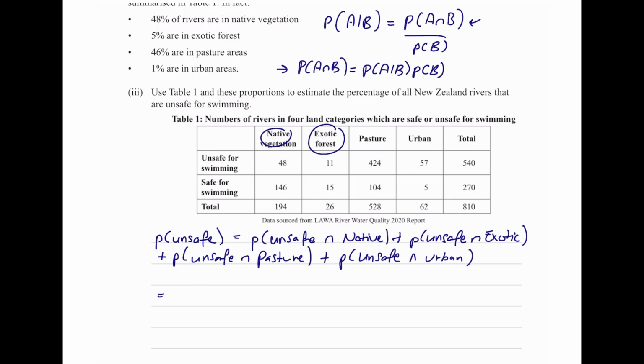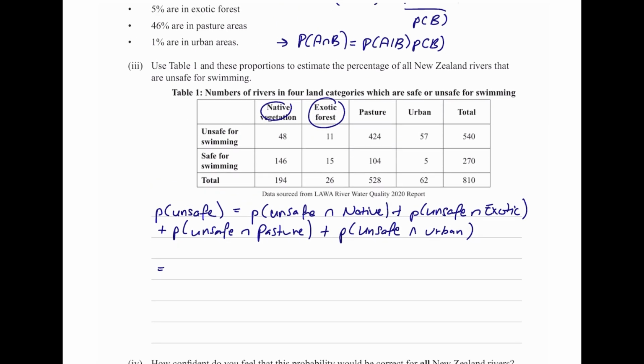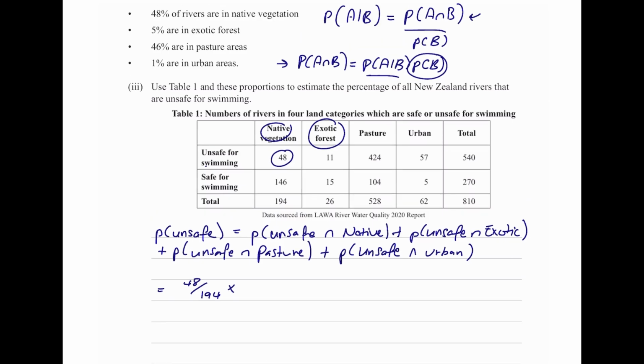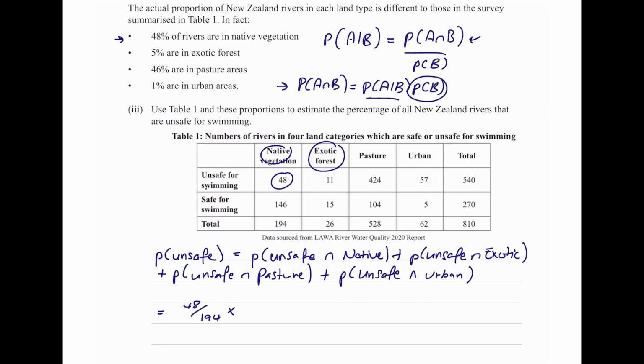So first of all, we want the probability that it's unsafe and native. So the probability that it's unsafe and native is the same as the probability of it being unsafe given that it's native. So how do we find that? Unsafe given native. So we look at our native and we check if it's unsafe. So it's unsafe 48 out of 194, but we need to multiply that by the probability of it being native, which they've told us the actual probability is 0.48.